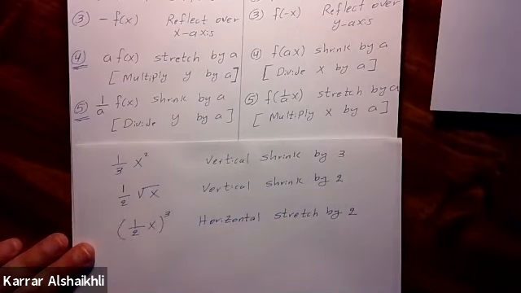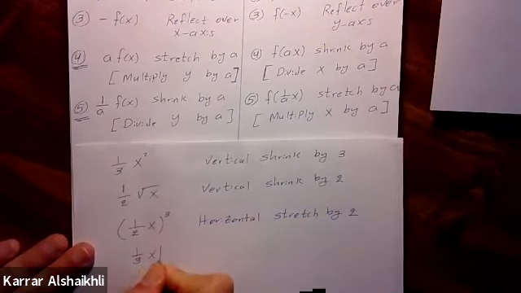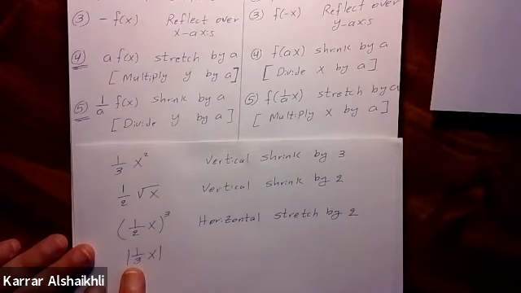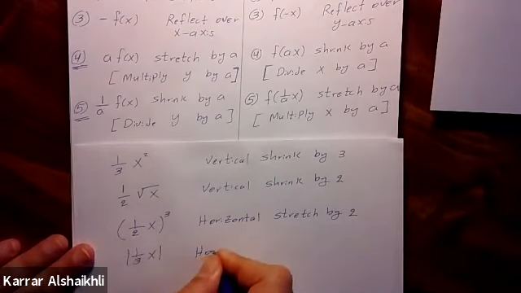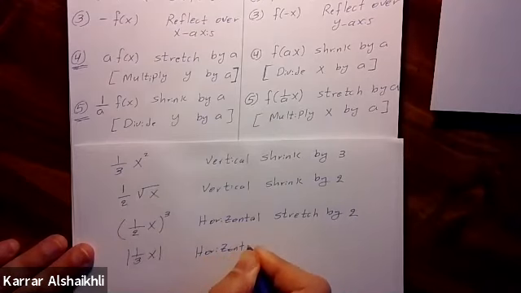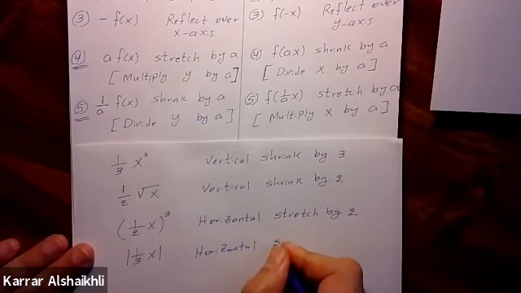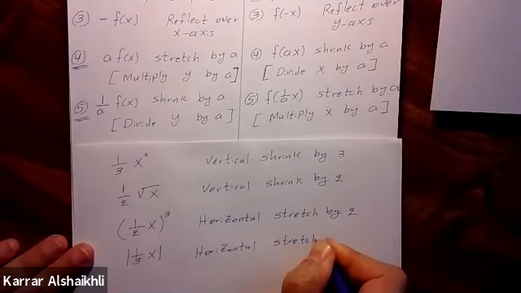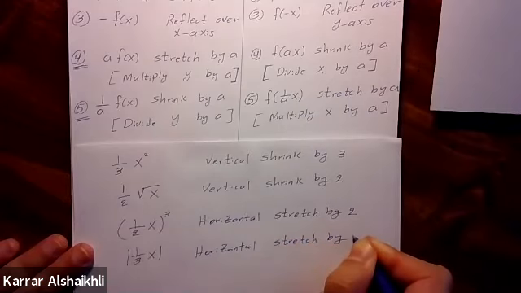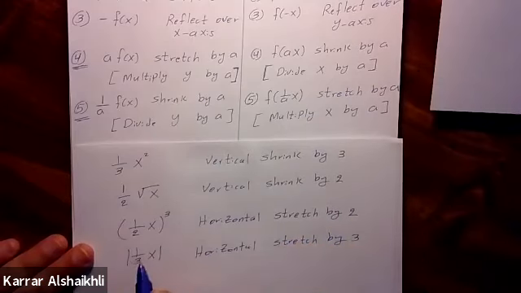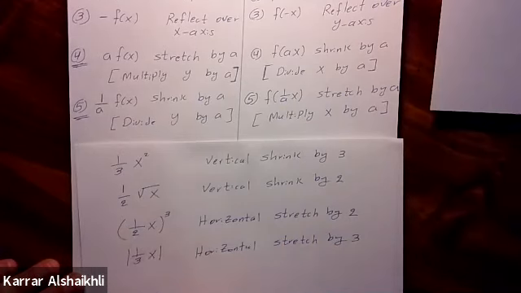Another example, let's do one more. If we have 1 over 3 x with the absolute value, you see 1 over 3 inside the absolute value, that means inside the parent function. So it's going to be horizontal stretch by 3. By 3, the a here is a 3.